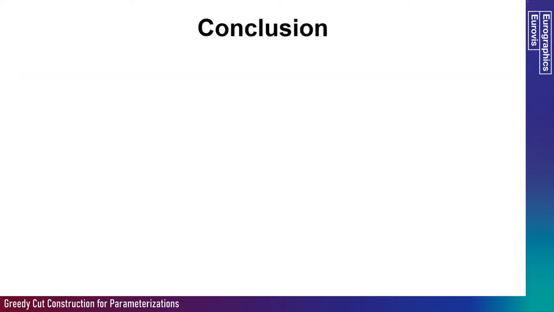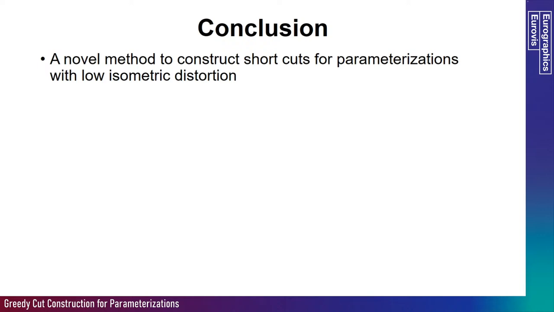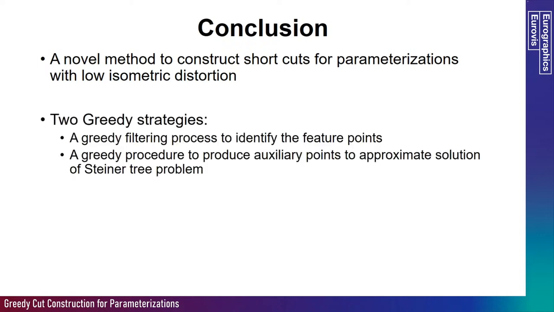In conclusion, we present a novel method to construct shortcuts for parameterizations with low isometric distortion. The algorithm contains two steps. Central to each step is a gradient method. After generating a redundant feature point set, a gradient filtering process is performed to identify the feature points. Then, we successively and greedily produce a collection of auxiliary points to shorten the cut length.